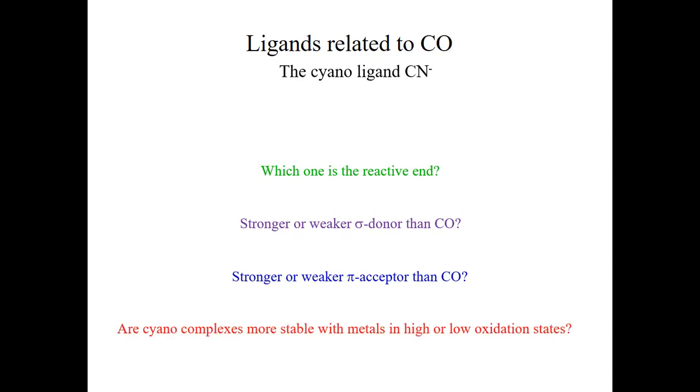All right, so last but not least, are cyano complexes more stable with metals in high or low oxidation states? We've learned that the CO ligand really stabilizes metals in low oxidation states. They can even be highly negative. So would we expect that also with the cyano ligand? What do you think?